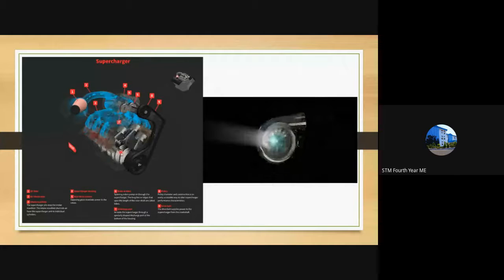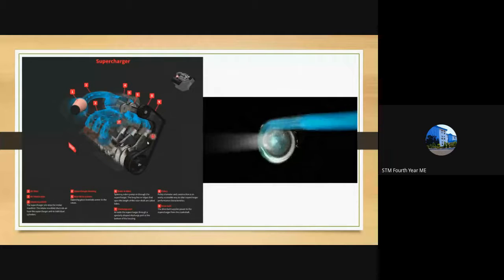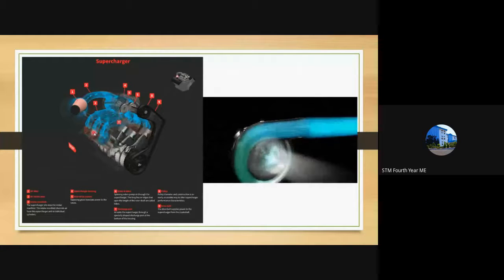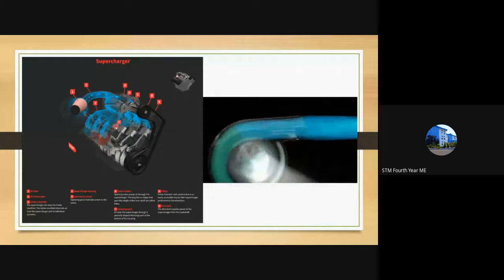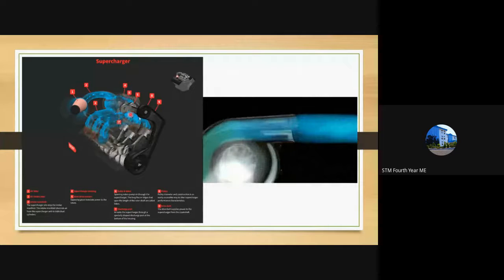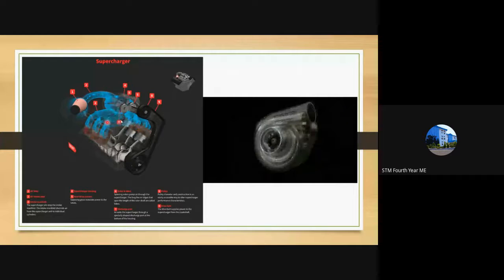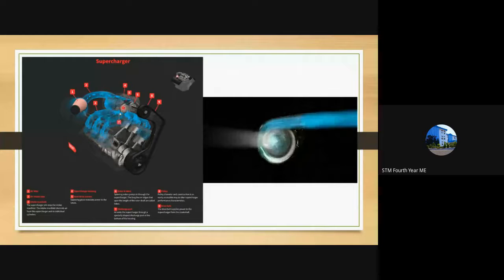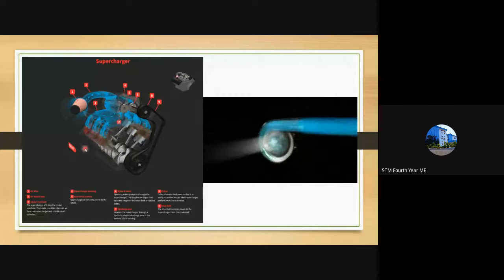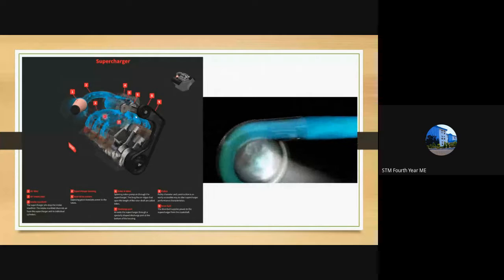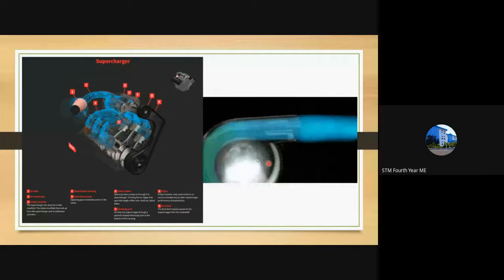So this is a V-type engine with 6 cylinders. Okay, V-type engine with 6 cylinders. You can see three here, and also there is three here, so it is supplying 3 cylinders here. Some are going here, some are going here. These are compressed air that is supplied into the engine. So this is a twin screw supercharger. This is the working of a centrifugal supercharger.